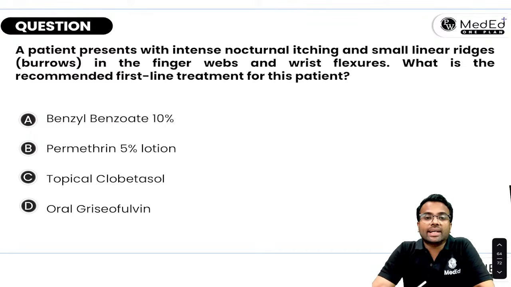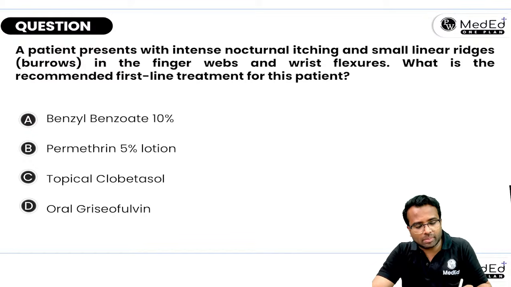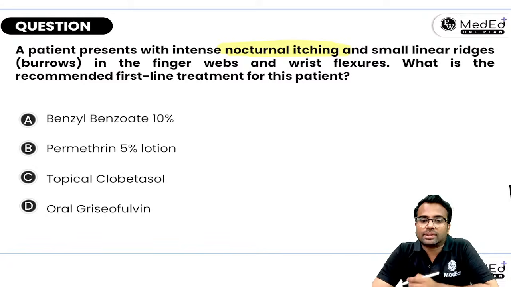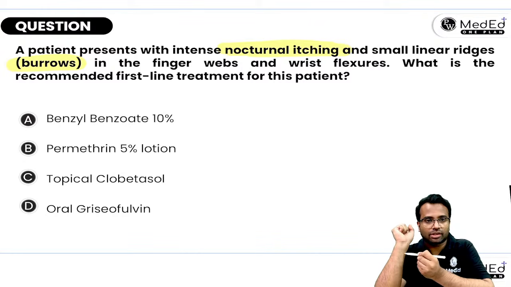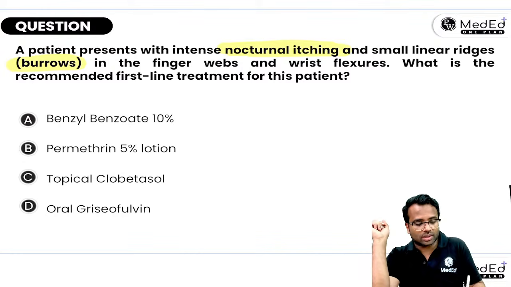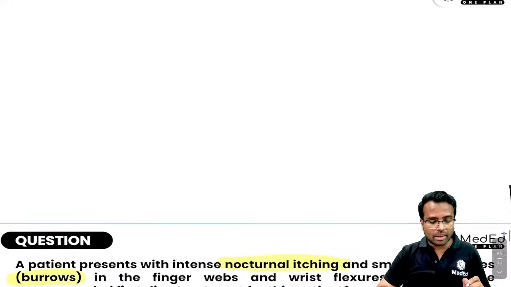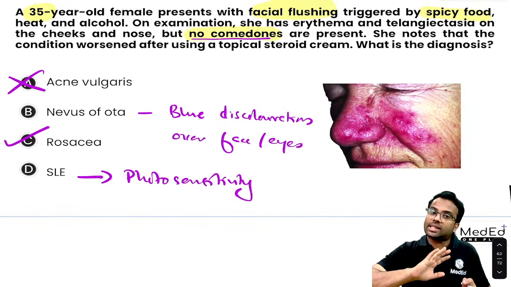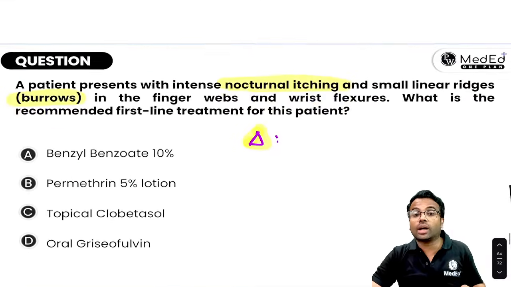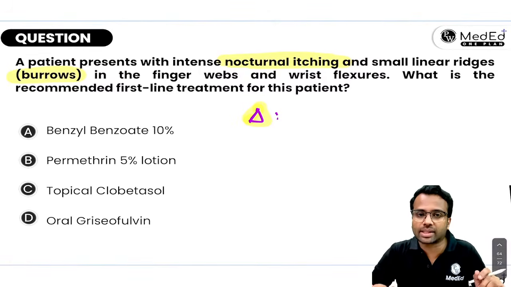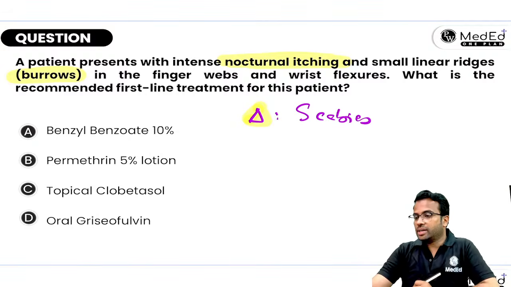A patient presents with intense nocturnal itching and small linear ridges. So there is some itching at night time. There are linear ridges, in the bracket it says burrows, in the finger webs and the wrist flexures. Now you know the diagnosis, because the moment you see this word burrow, just like comedones, right? In the previous MCQ, I mentioned comedone. Comedone is exclusively seen in acne vulgaris. No other disease can show you a comedone. Similarly, no other disease can show you burrows in the skin. So when you see this word burrows, what should be your diagnosis? Your diagnosis should be scabies, right?